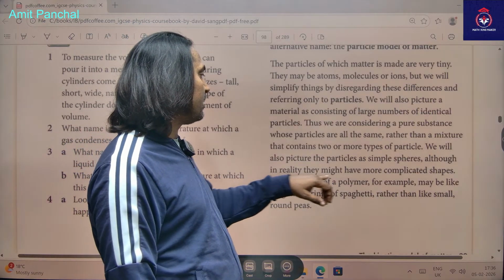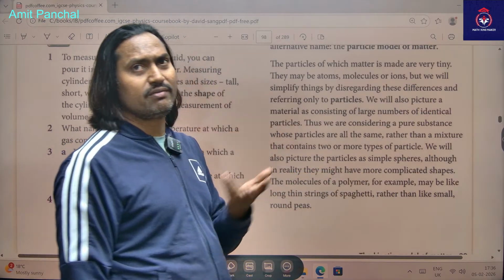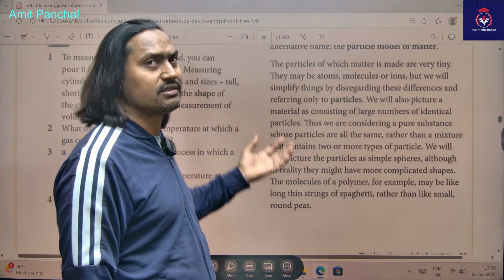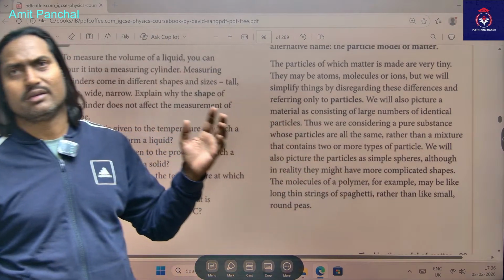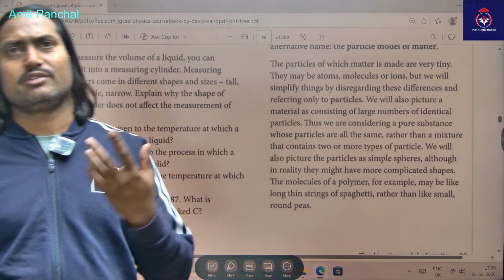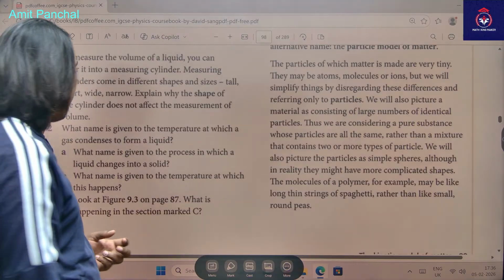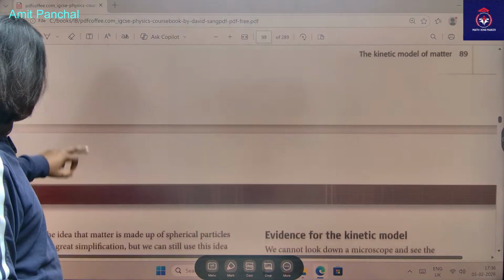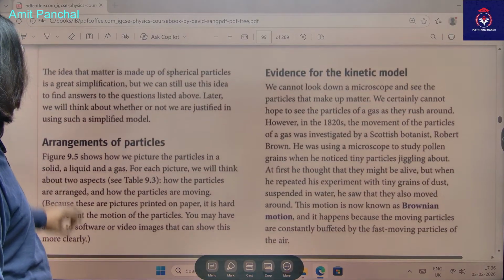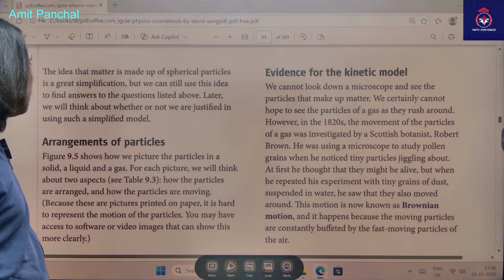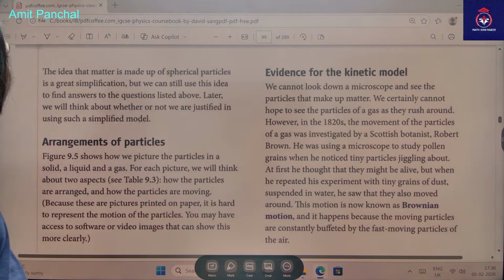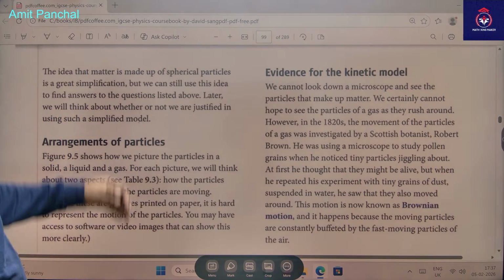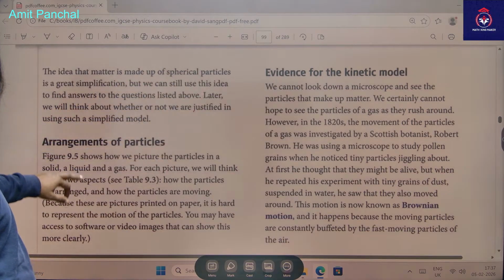Although in reality they might have more complicated shapes. Shapes are different. It is not always like a sphere, but in this example of the kinetic theory of matter, we'll take it only as a sphere shape. The idea that matter is made up of spherical particles is a great simplification, but we can still use this idea to find answers to these questions. So we'll have to find the answers to those particular questions written there.